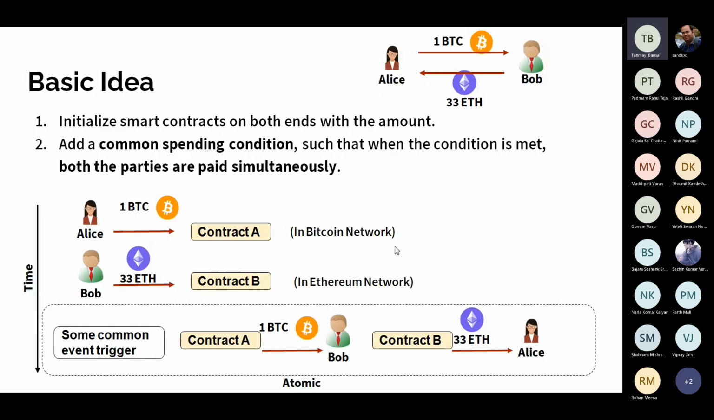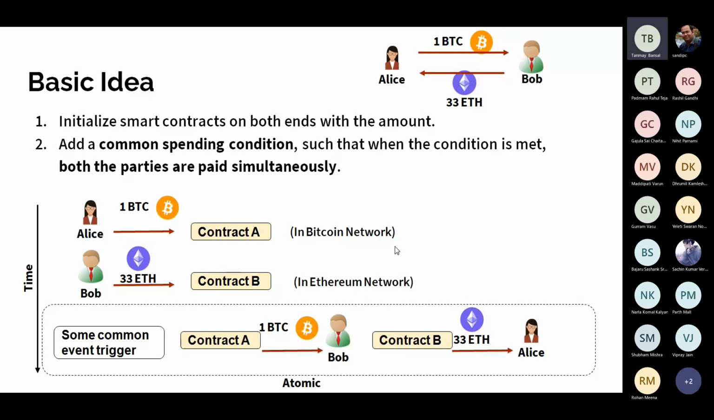And this is the most important and interesting part: there would be a common spending condition such that when the condition is met, both the parties would be paid simultaneously. That means that when that condition occurs, it cannot be prevented that one party gets the payment and the other party does not. So the idea is to define the condition in such a way that as soon as it is met, it lets both the parties get their payment. So Bob will get his 1 BTC and Alice will get her 33 ethers.